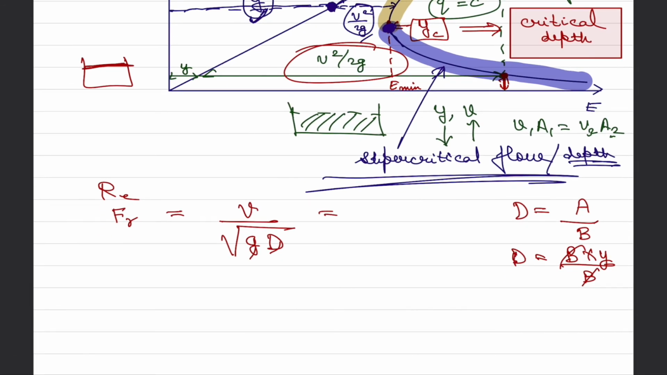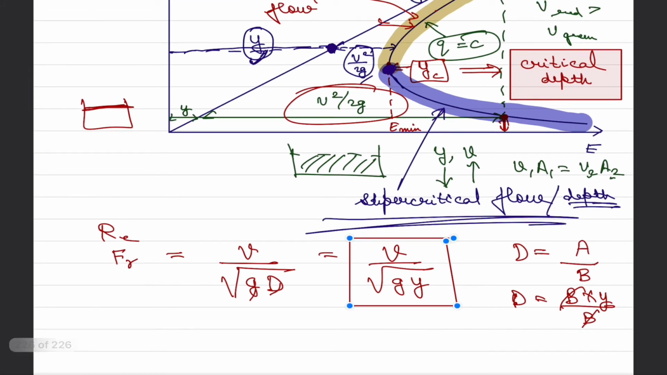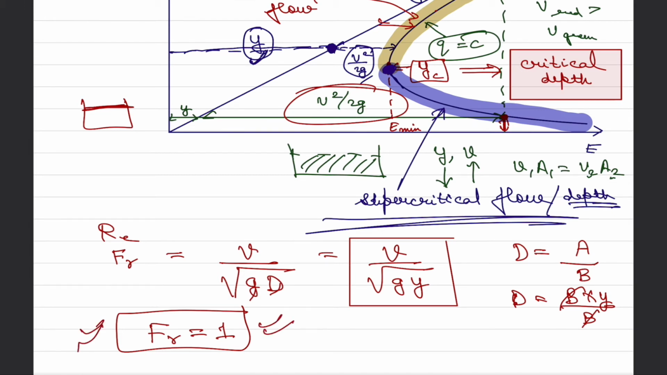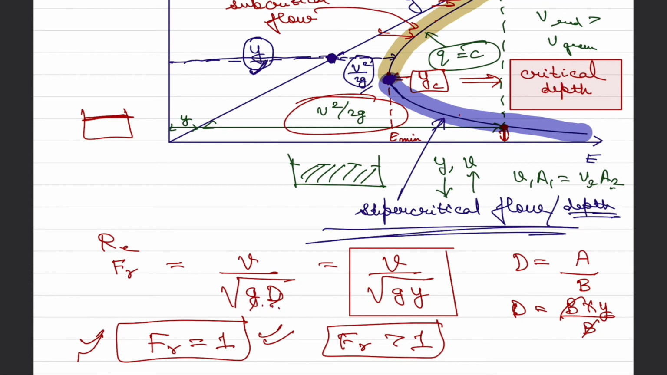So the hydraulic depth in the case of a rectangular channel is simply the depth of flow, and hence the Froude number becomes V over root gy. In the case of critical flow, we will also derive that corresponding to minimum specific energy, this Froude number is equal to 1. And if the Froude number is greater than 1, we would say that velocity is higher in comparison to depth, and we would typically mean we are somewhere in the blue region.